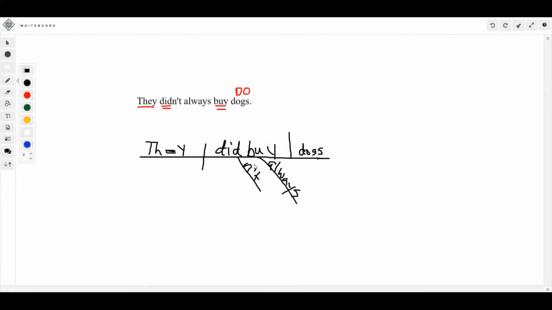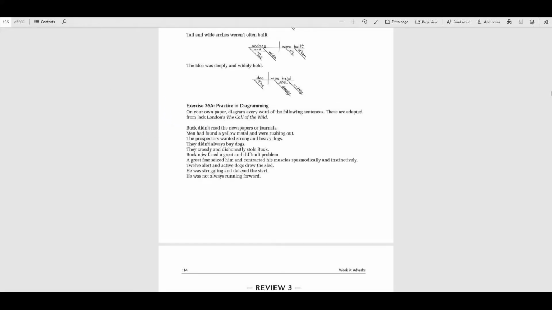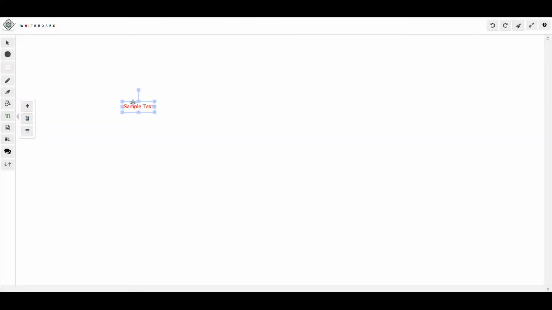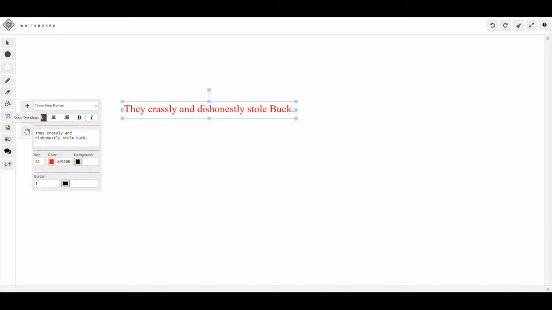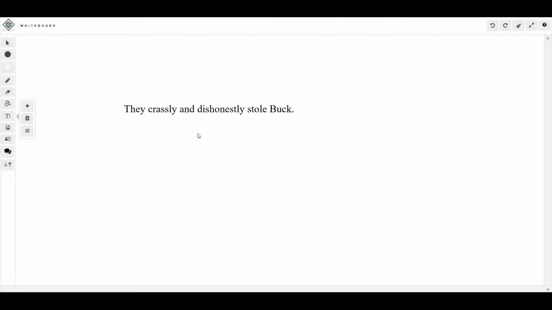All right, let's see what we have left. They crassly and dishonestly stole Buck. Okay. If you haven't figured it out, Buck's the dog. Unless you've read it. You may have read it before. I don't know. All right. Of course, first we're going to label it. Now, if you want to pause it and see if you can do it, and then turn it back on and I'll do it and see if you got it right.